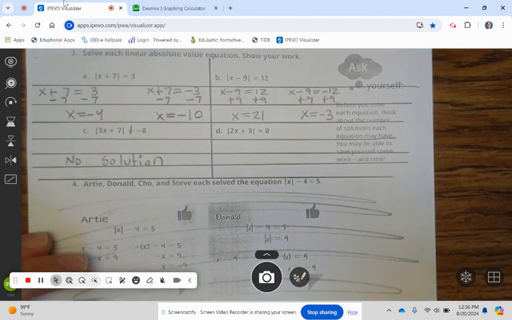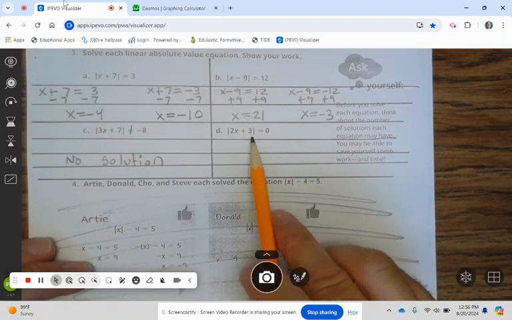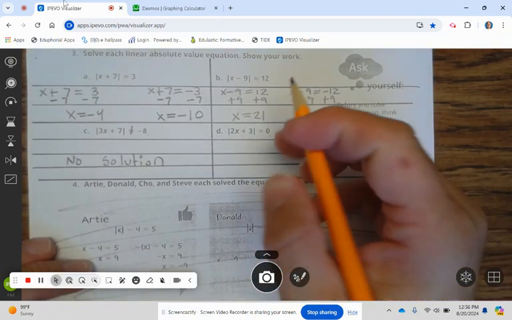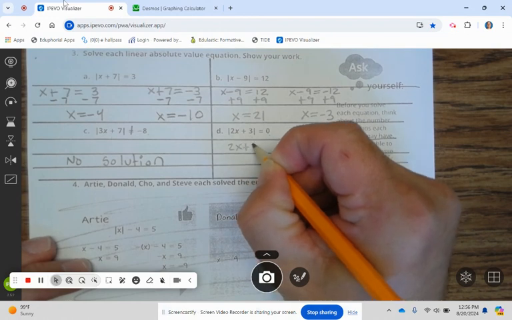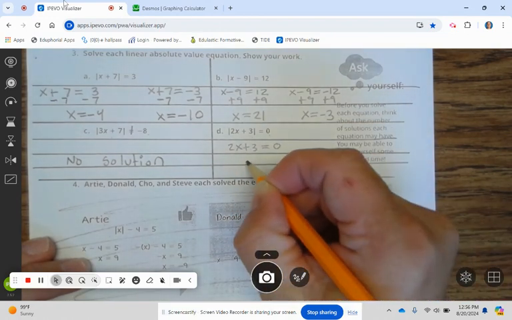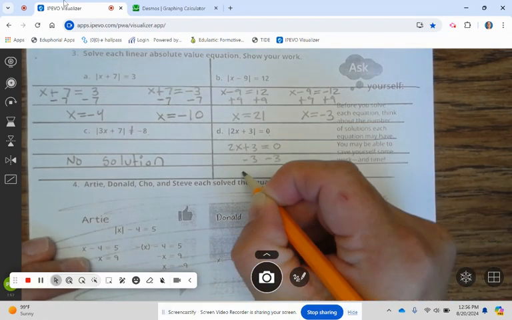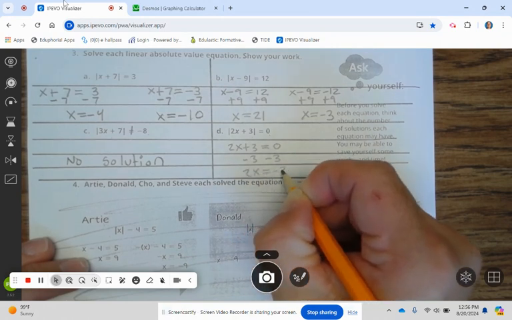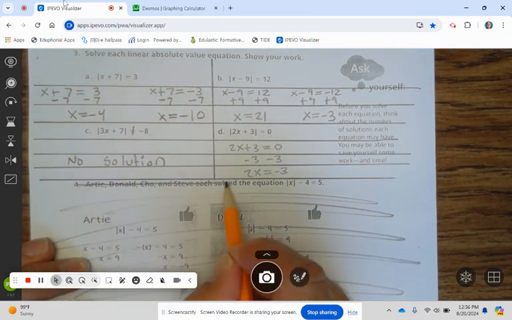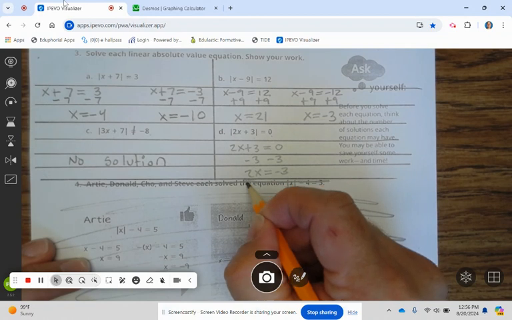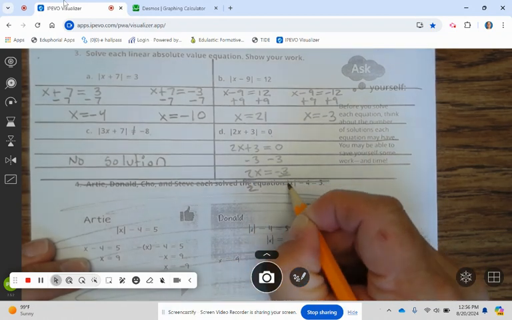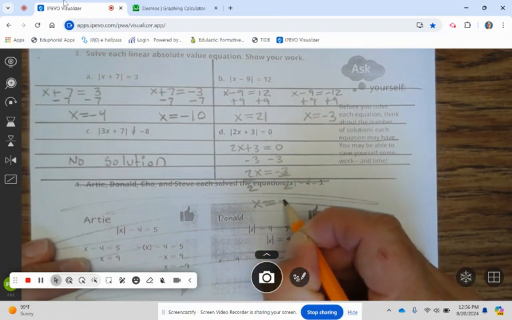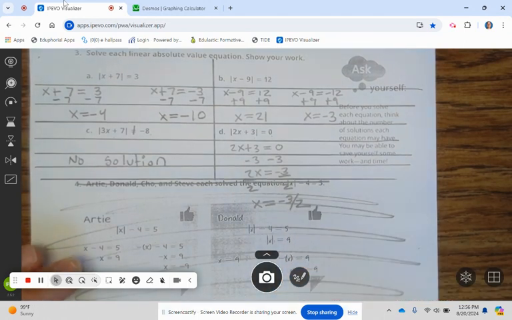Okay, and here we basically just set equal to 0. So you have 2x plus 3 equal to 0. Subtract 3 from both sides. You get 2x equals negative 3. Divide both sides by 2. X equals negative 3 divided by 2.